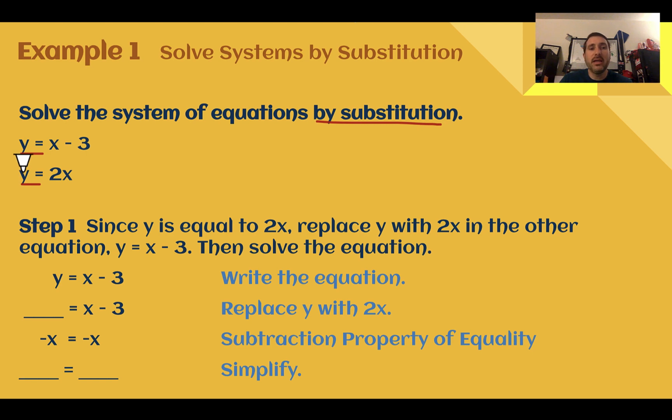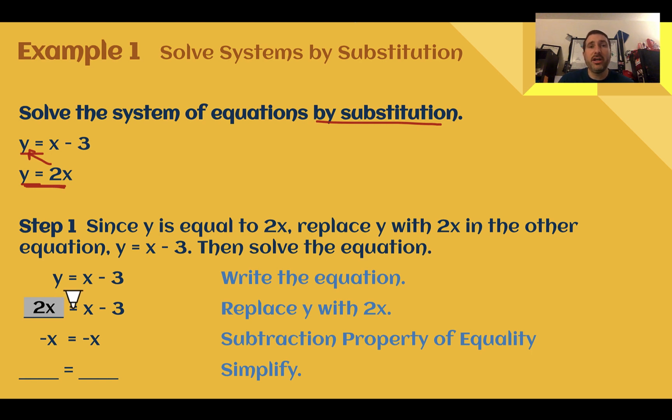Since y is the same as 2x in this bottom equation here, I can replace y with 2x in the other equation, y equals x minus 3. So doing that, instead of plugging in y, I have now 2x. Since they're the same, I can substitute them.